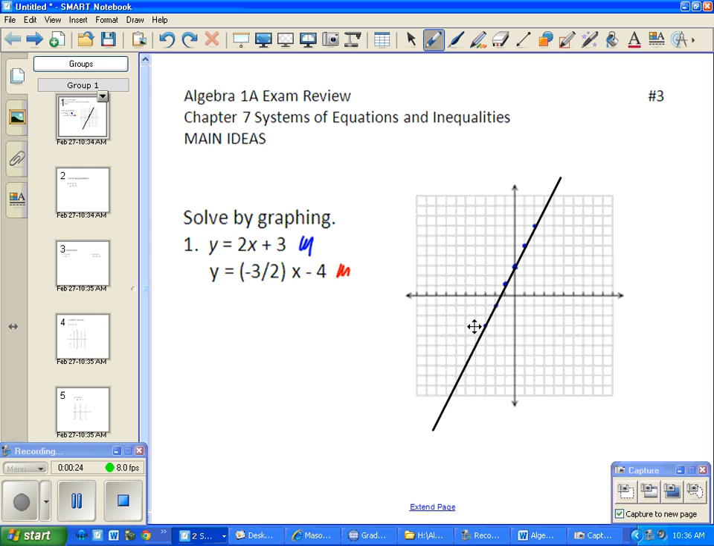The second line, when you start at -4, go ahead and put a dot, and then go down 3, over 2, down 3, over 2. Well, I'm going to go ahead and go up 3, left 2 as well a couple times, and wouldn't you know it, I used that point that I already had.